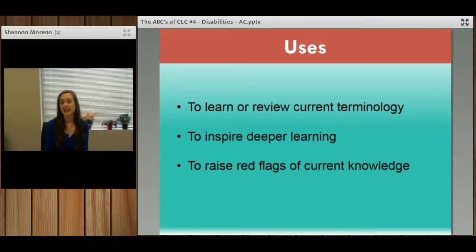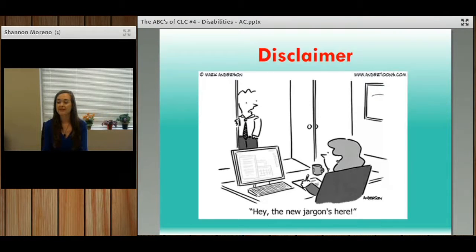Also, potentially today's webinar may raise red flags to you that this is an area where you really do need to seek out some further opportunities. You may have a red flag raised that you don't know a whole lot about this population, and that's okay. That's definitely one outcome that is a positive outcome because it's raising awareness regarding what your current knowledge may be.